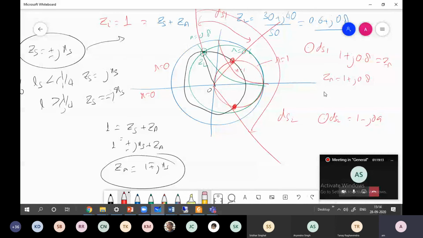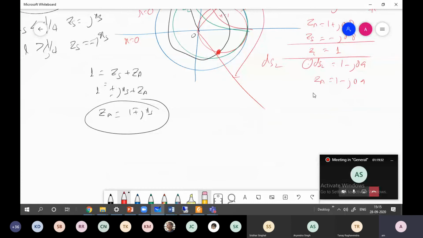Then what should I add as ZS such that my ZI should be 1? I should add ZS equals minus j0.8, so my ZI will become 1. Similarly here, my ZA will be 1 minus j0.9, so I should add ZS equal to plus j0.9, such that your ZI will be equal to 1.